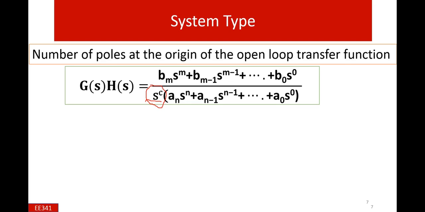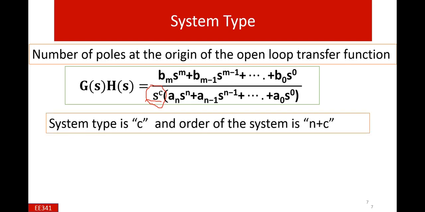So what is meant by the system type? C is the system type. And what is the order of the system? The total number of poles is the sum of the power of the poles at the origin, s raised to power c, plus the maximum power of s in the denominator polynomial, which is n. So the order of the system is equal to n plus c.